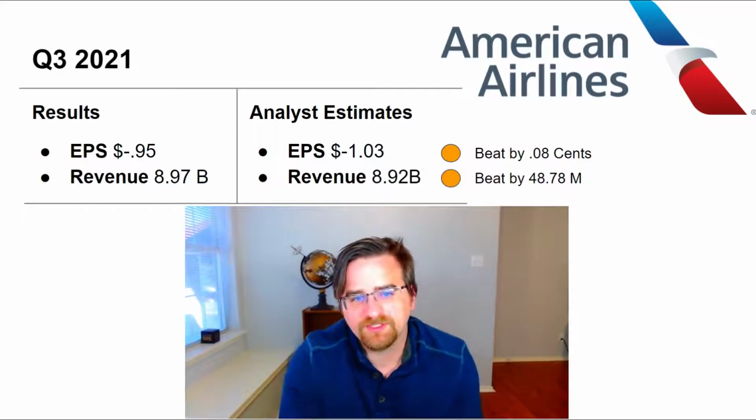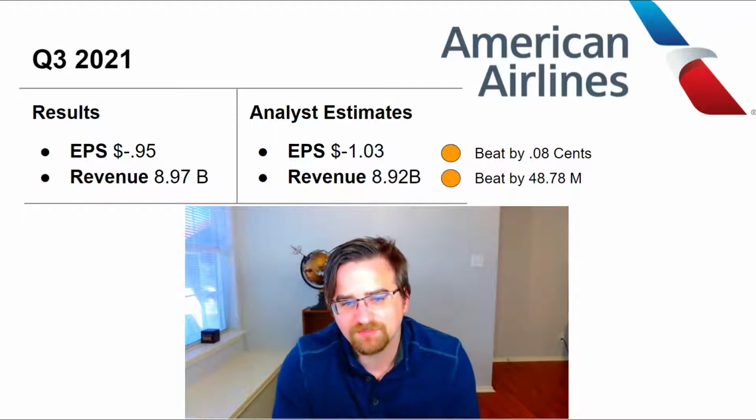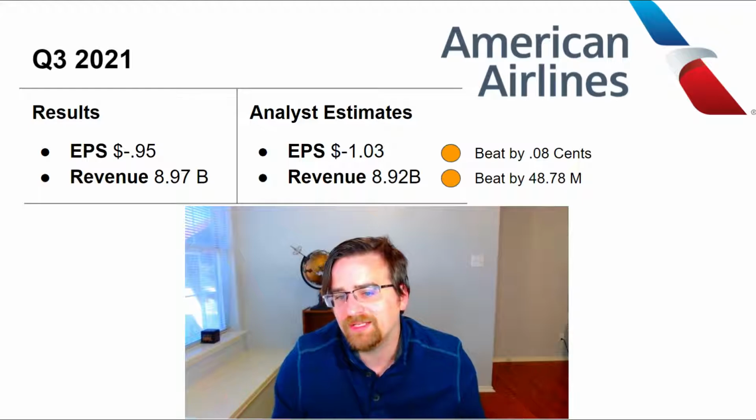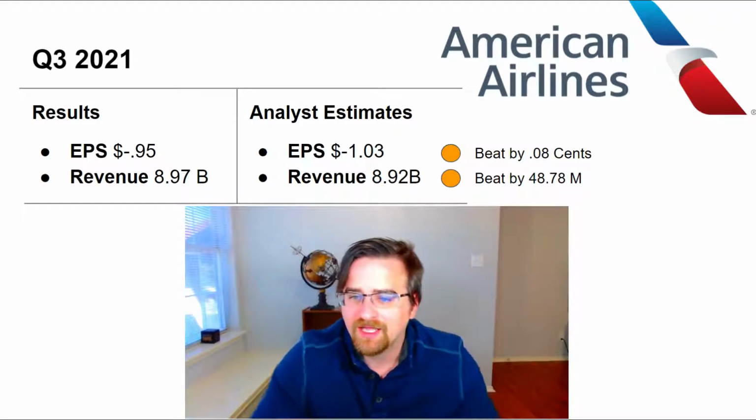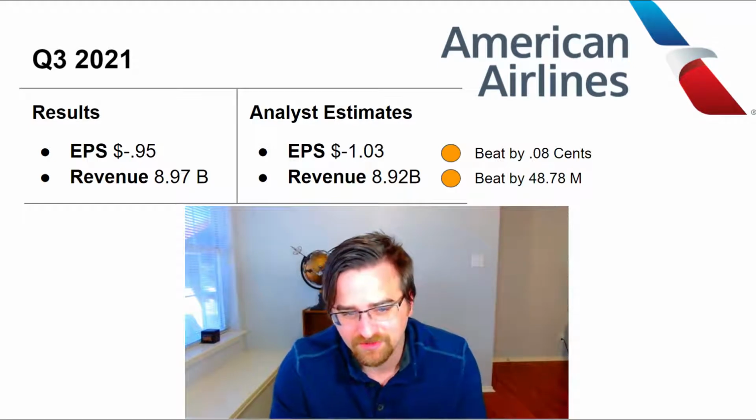All right, looking at Q3 2021 earnings, on an earnings per share basis, they reported negative 95 cents per share. Analysts had them at negative $1.03, so they had a beat on earnings per share of 8 cents. I still left this as yellow because it's still negative, and that is really bad for the stock.